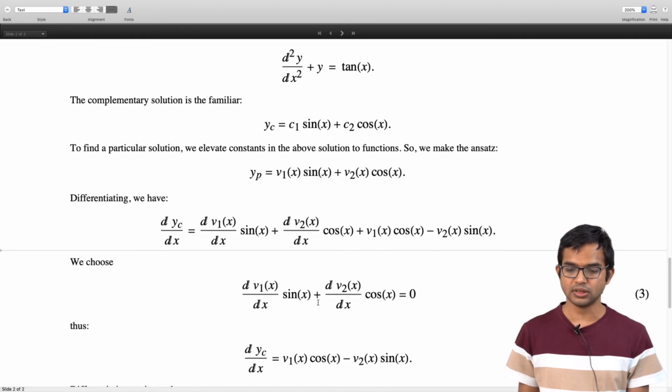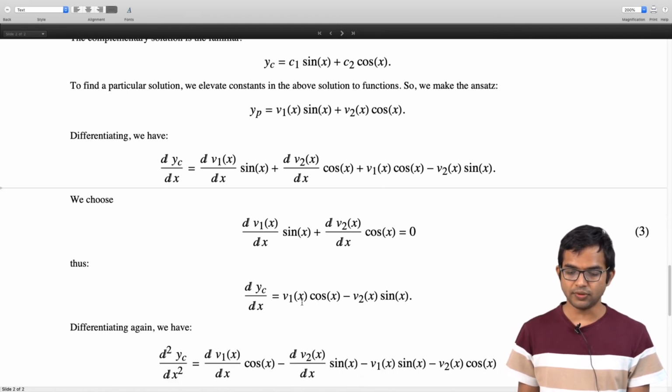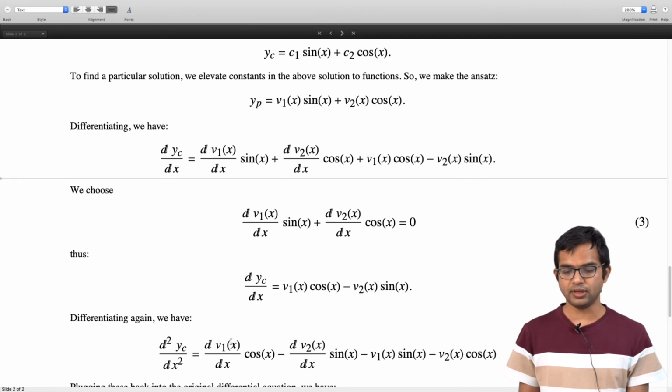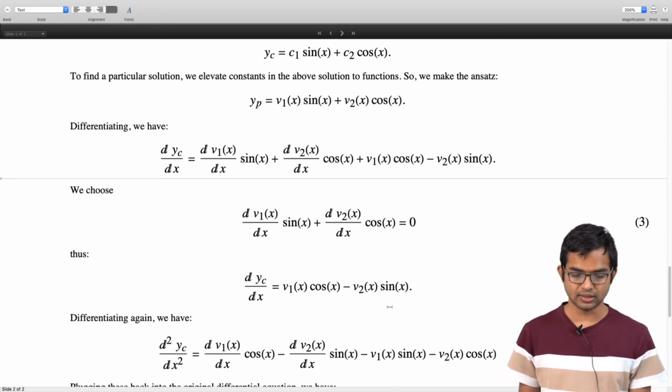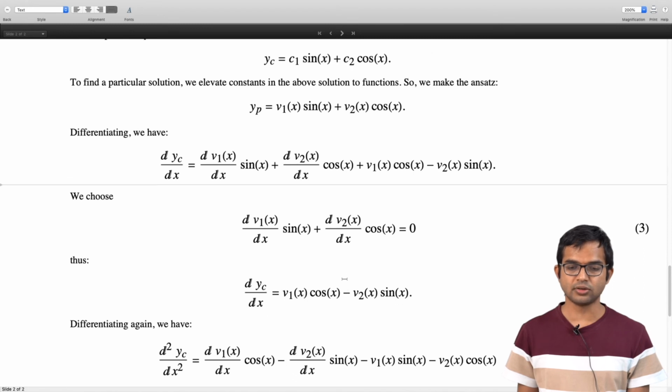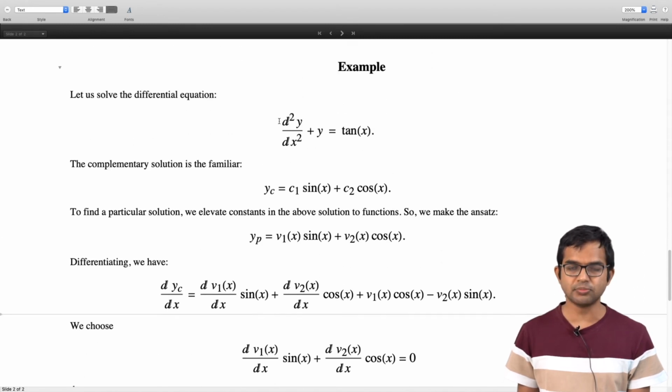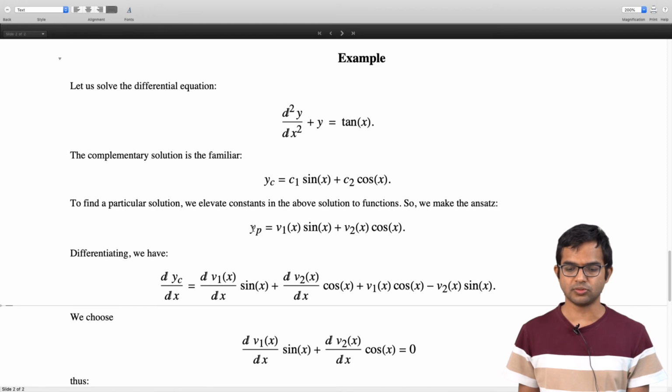So the first two terms add up to 0. So if we differentiate once again, we have dv1 by dx cosine of x minus dv2 by dx times sine of x minus v1 of x times sine of x minus v2 of x times cosine of x. Now we have to plug all of this back into the original differential equation, which is actually a very simple differential equation. You have to just add the second derivative and the function itself, and it must give us tan of x, and the function is chosen to be this yp.